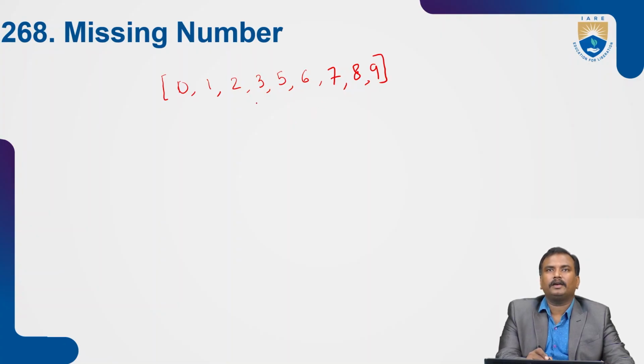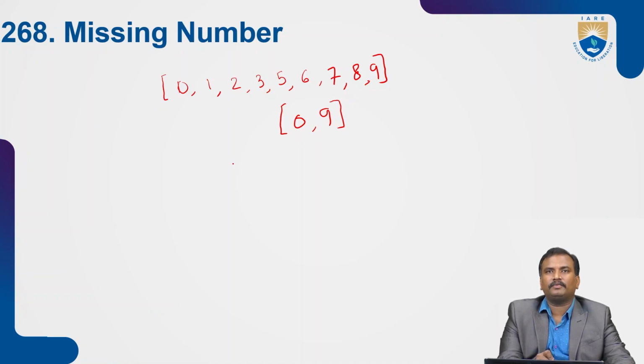Here between 0 to 9, how many elements are there? 1, 2, 3, 4, 5, 6, 7, 8, 9. The elements between 0 to 9 we need to consider. Between 0 to 9, all the elements should be present. So for that, we are taking the sum of elements from 0 to 9.